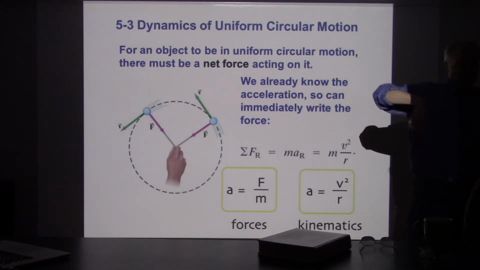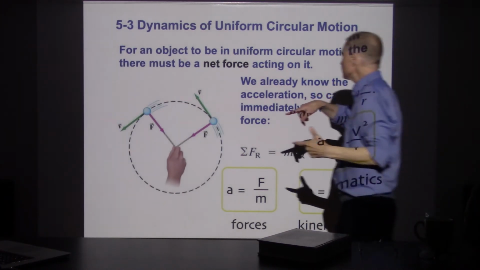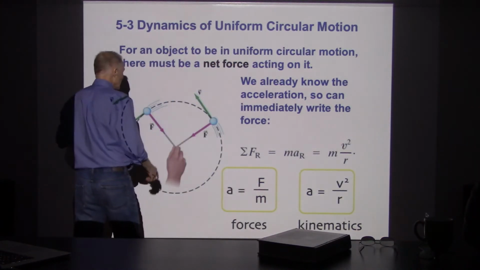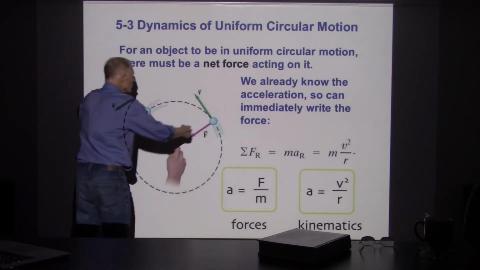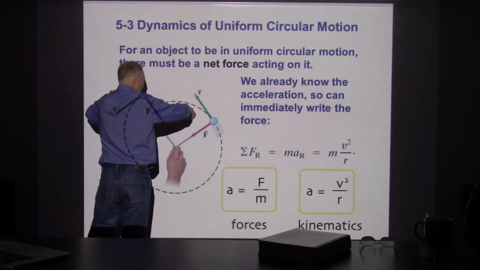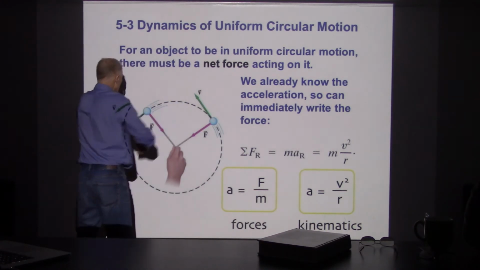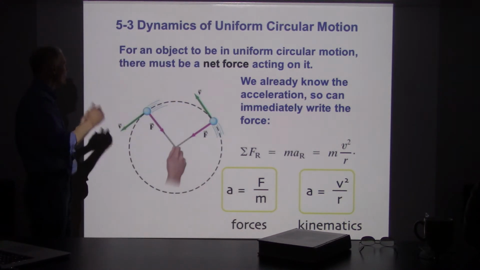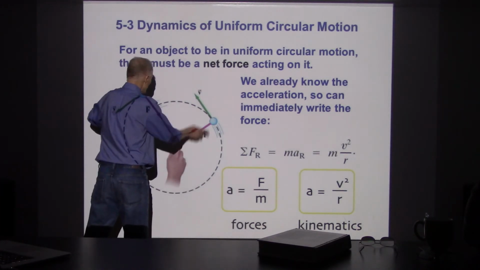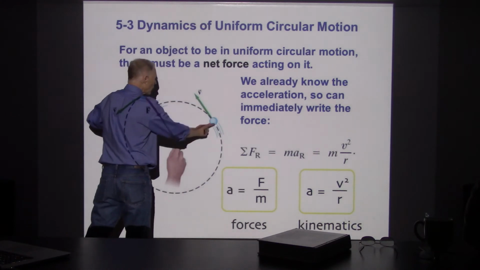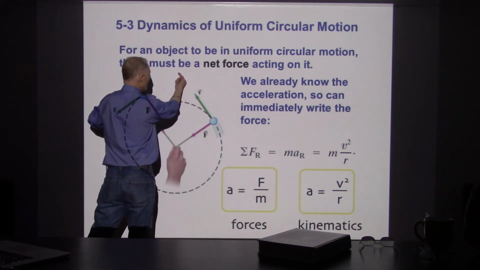Now, if I've got something already spinning, like this, there's got to be a force. So the force here is directed towards the center. You've got to keep pulling it towards the center, otherwise it's going to go off in a straight line. So if this is spinning, and we let go right when it's here, it's going to go off in that straight line.